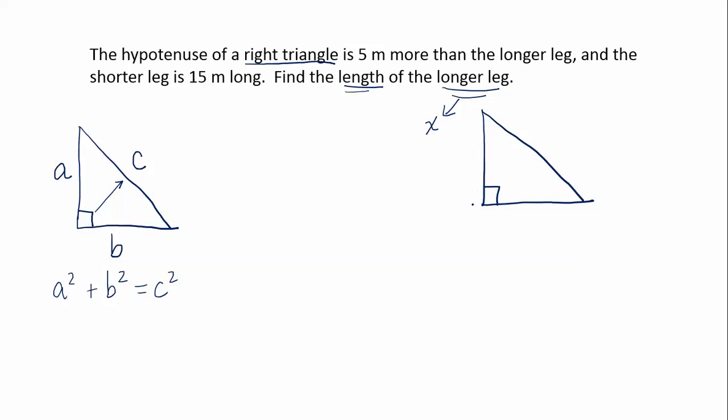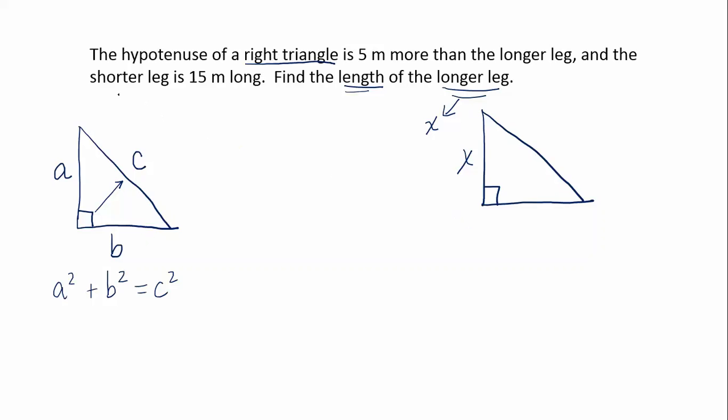So one of the two legs, the sides adjacent to the right angle, should be labeled x. You'll notice in my diagram, it's not clear which side is longer, and that's not really that important, as long as one of the sides is labeled x. Now let's see what other information we have in the problem. It says the hypotenuse of a right triangle is 5 meters more than the longer leg, and the shorter leg is 15 meters long. Find the length of the longer leg.